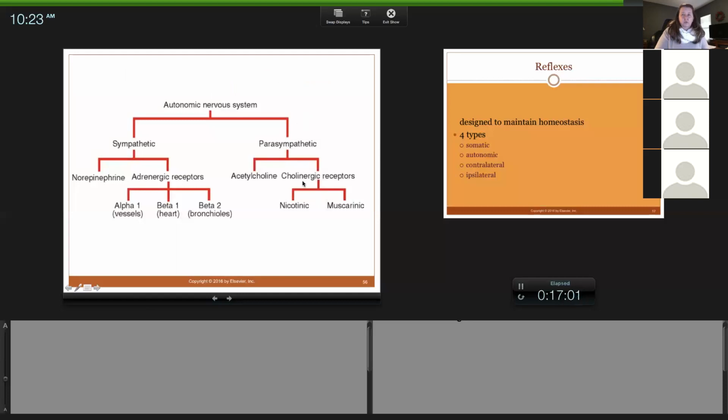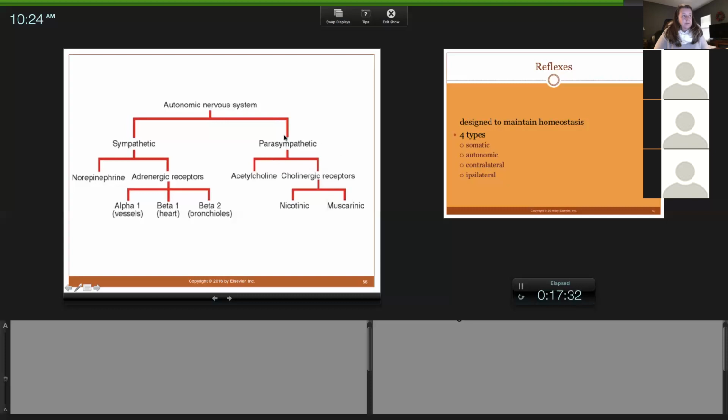And this is a little chart. So you have the autonomic system, you have sympathetic, parasympathetic. Sympathetic, the primary neurotransmitter is norepinephrine, epinephrine as well, but that's the primary. It binds to the adrenergic receptors, which are the alpha-1 receptors found in the vessels. Beta-1 receptors are found in the heart, and beta-2 receptors are found in the bronchioles. So in fight and flight, you're going to get effects here.